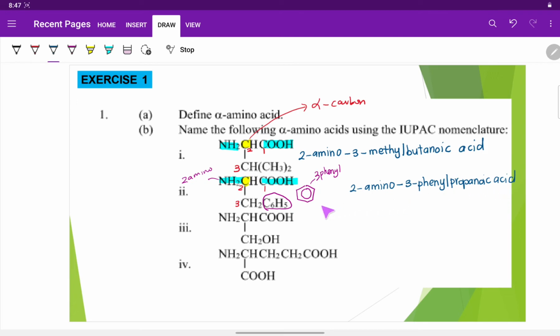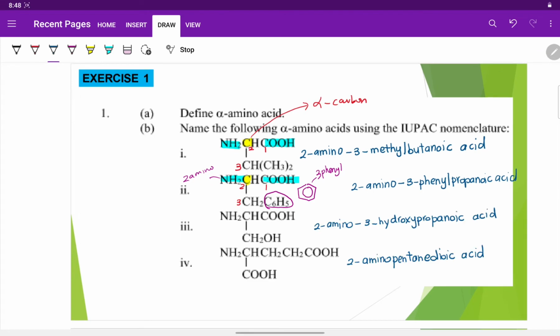Okay, now, so you can pause this video for a bit and then try for the other 2 amino acid. Okay, dan lepas awak dah tulis nama dia, okay, then check your answer. Okay, so this will be 2 amino 3 hydroxy propanoic acid because you have a hydroxy group over here. Okay, sebagai substituent.